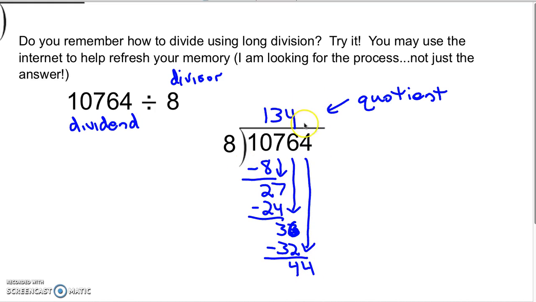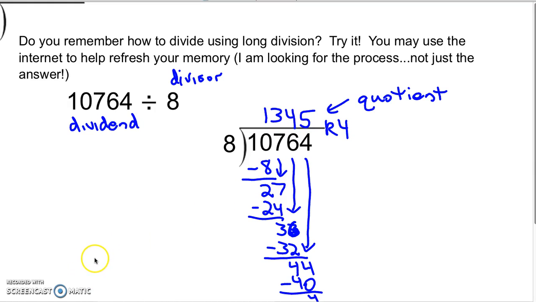8 goes into 44 5 times because 8 times 5 is 40. And when we subtract, we have a remainder of 4. Usually we write our 4 with our answer. So 10,764 divided by 8 is 1,345 with a remainder of 4.